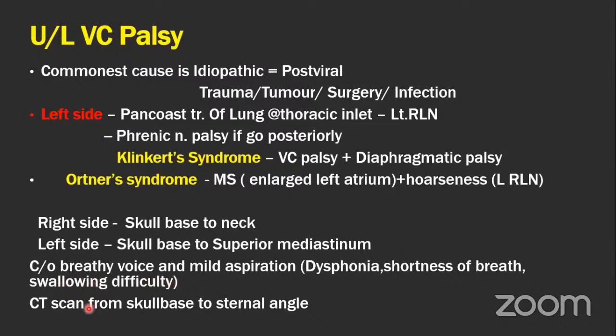So CT scan from skull base to sternal angle is the investigation of choice. And I already told you, on the right side usually the lesion is in the neck, skull base to neck, and on the left side it can go to the mediastinum. So skull base to superior mediastinum. Any lesion from skull base to superior mediastinum can cause palsy on the left side. Okay.